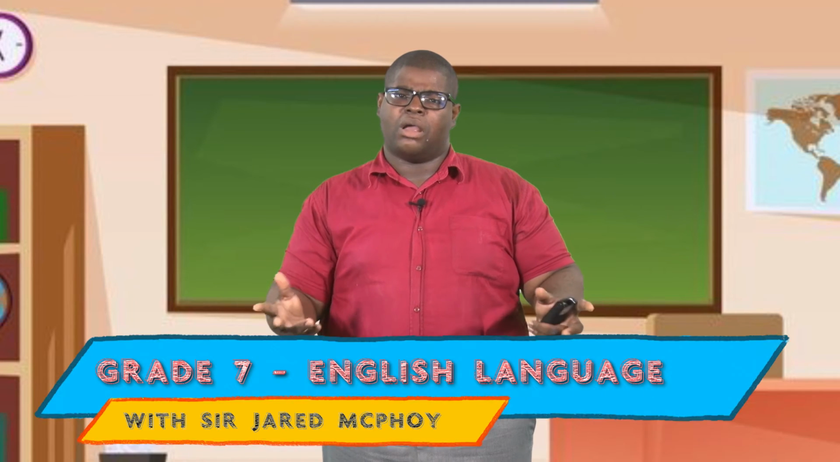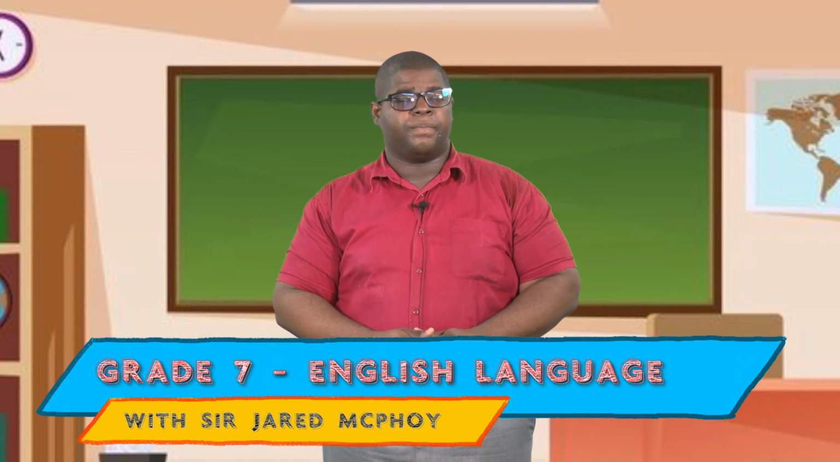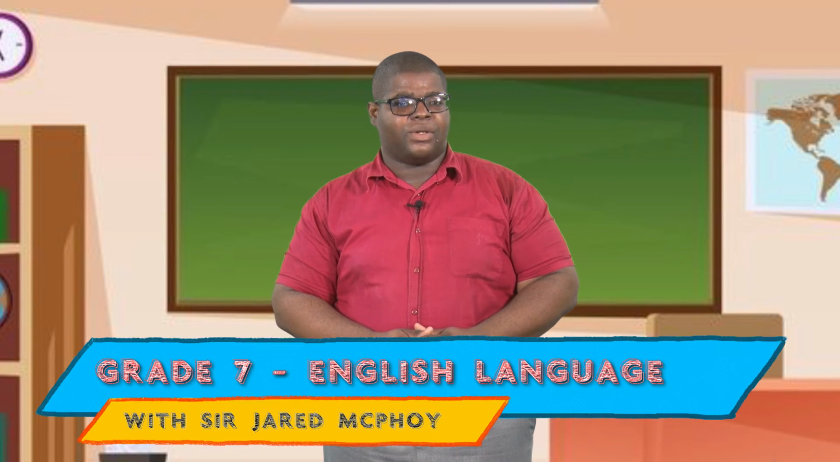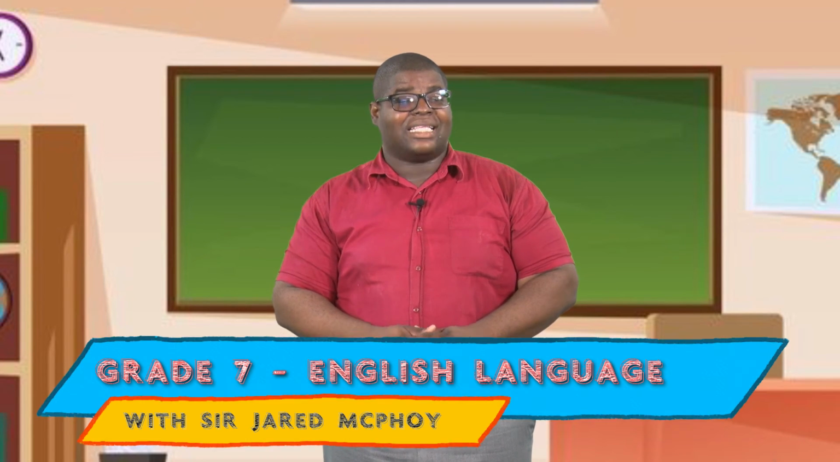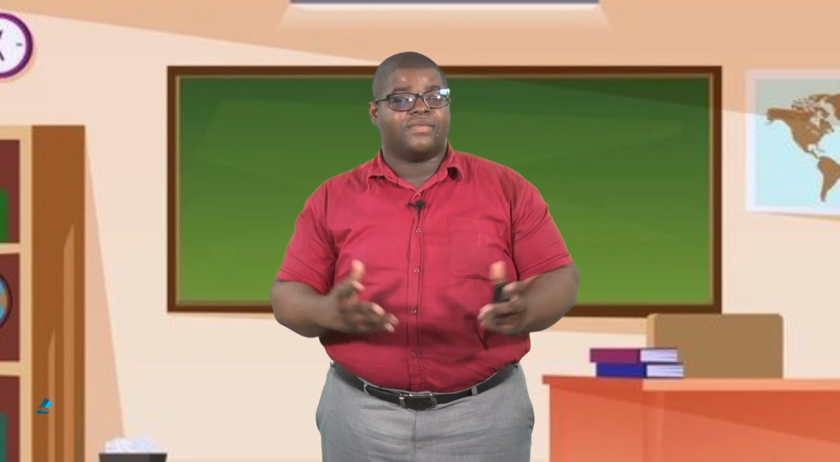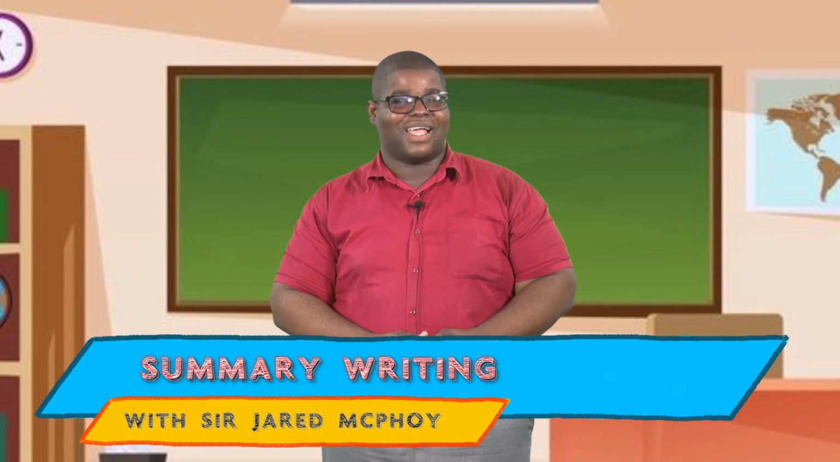All right, now how can we summarize this? Now let's look at the summary. Showing short safety films in the cinema would be an excellent way of promoting awareness of the need for everyday safety consciousness. Let me read this again. Showing short safety films in the cinema would be an excellent way of promoting awareness of the need for everyday safety consciousness. So do you notice there how that example, the summary is very short? And it captures the essence of the passage provided. And that's basically what you have to do when you're writing your summary.